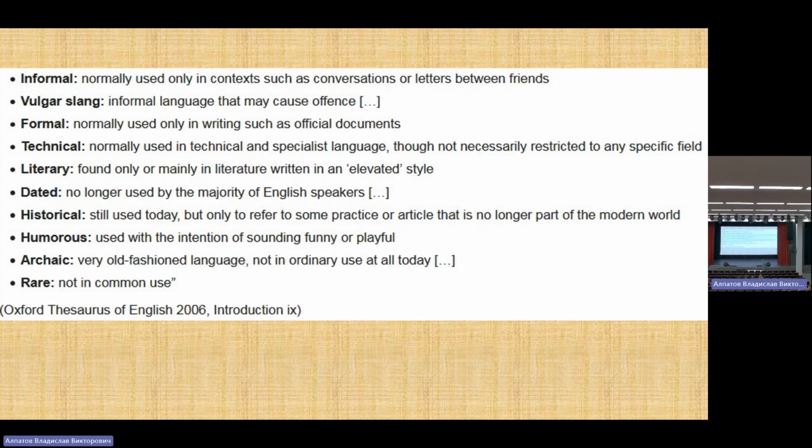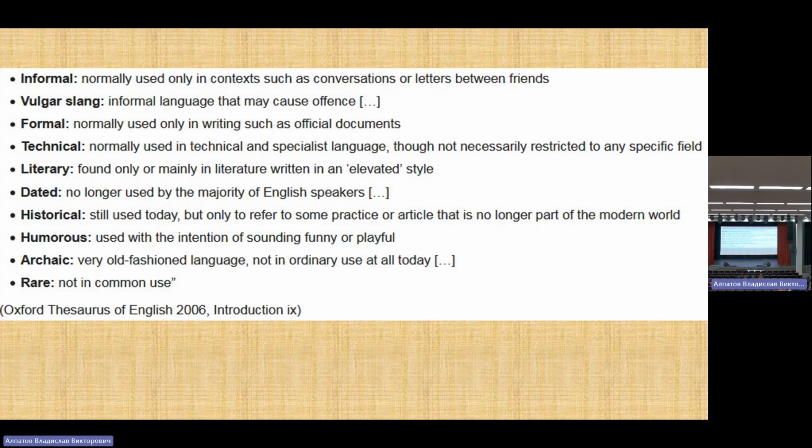So what we talk about and what the function of our communication or the text is. I wanted to remind you that the dictionary marks, the dictionary notes, tell us which sphere of communication this or that word or its meaning refers to. For example, informal, vulgar slang, formal, technical, literary, dated, rare, historical, humorous, archaic, right? We tried to understand what these spheres are and how they're structured last time.